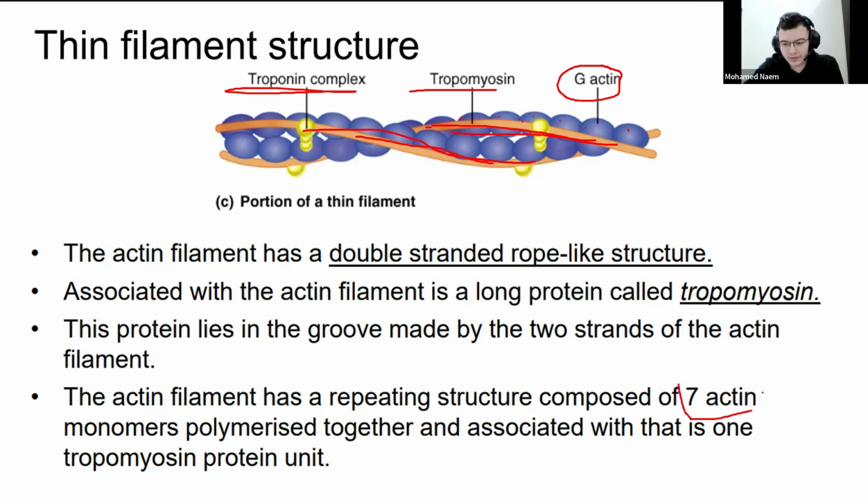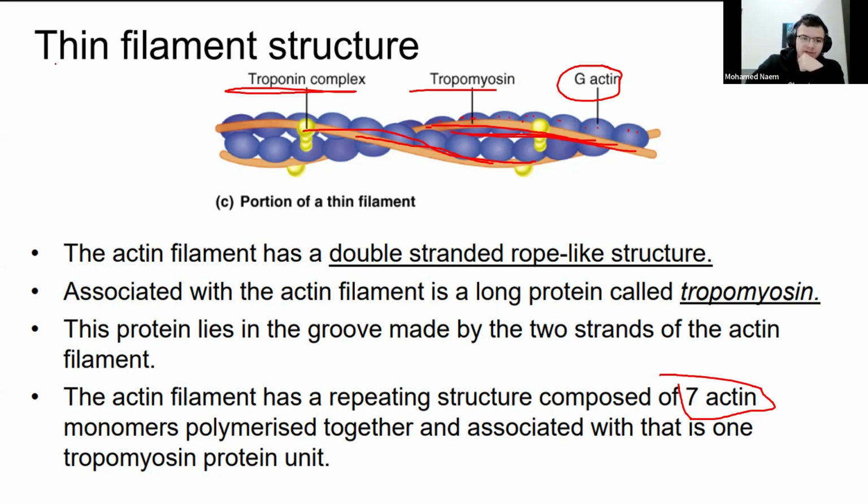Do you need to know this number? Yes, you do. Why? Because it could come in an MCQ. Why is it relevant? I actually don't know. Do you need to know it? Yes, this is how medicine is. So this tropomyosin is literally this filament, and we have these 7 actin molecules. They bind to it. Okay, this is still till now very clear.